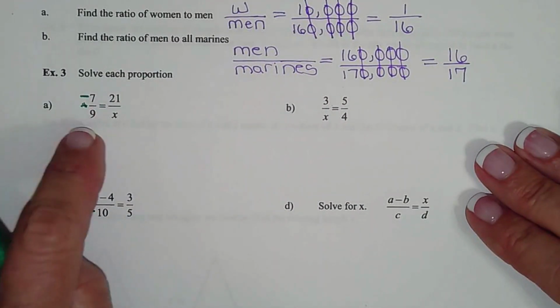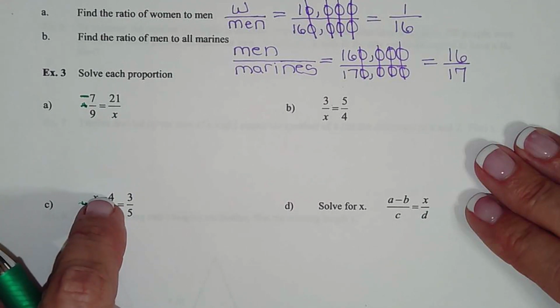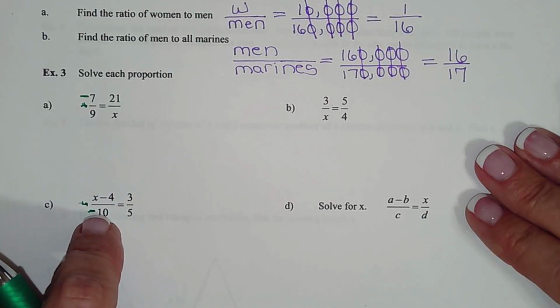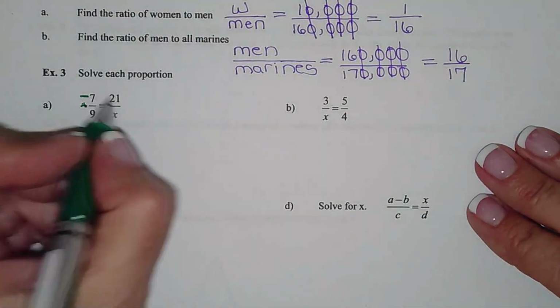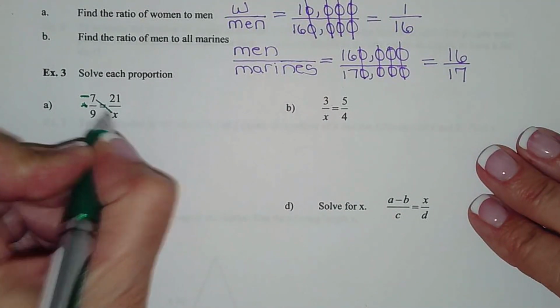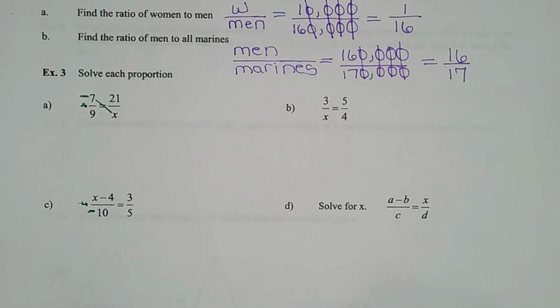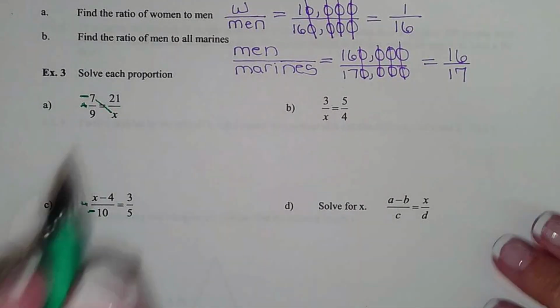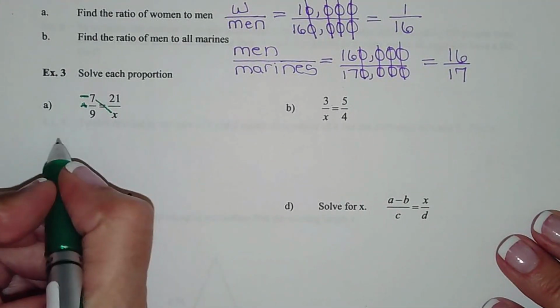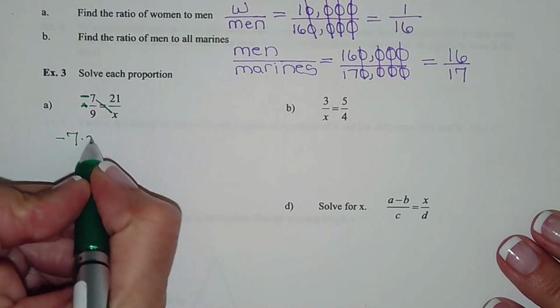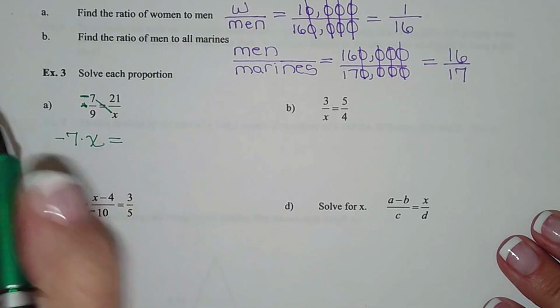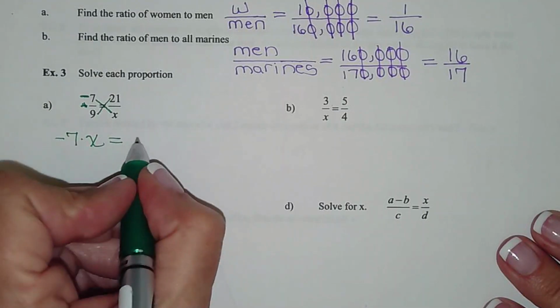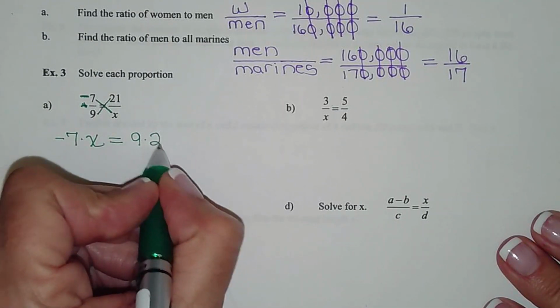So this one I could have done either. This one that is not friendly, this is the friendly one. I always start with the x cross product because we know we want x on the left, so why not start with the cross product that has the x in it? So negative 7 times x is negative 7x equals, this cross product will be 9 times 21.